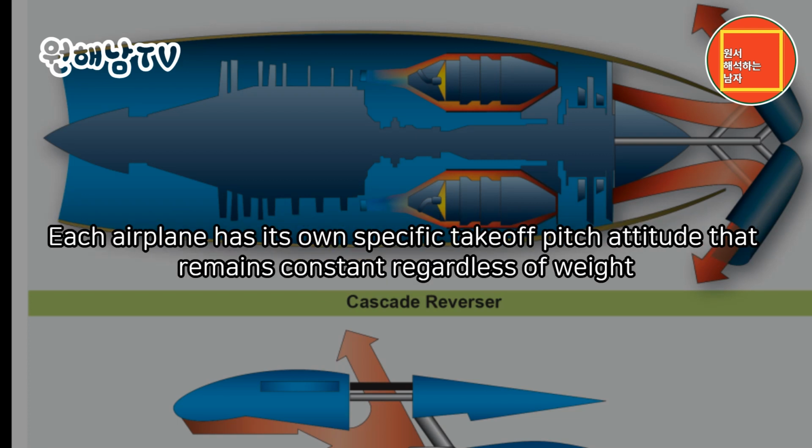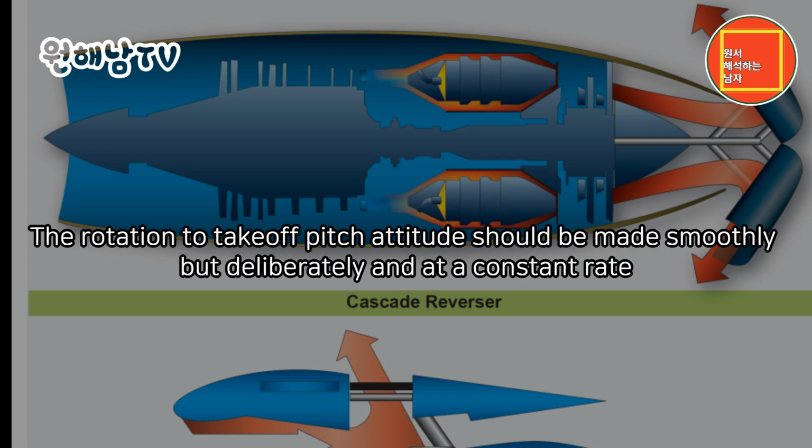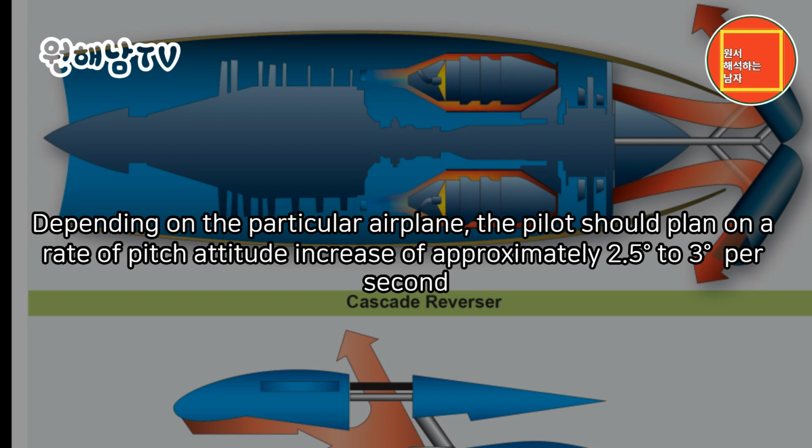Each airplane has its own specific takeoff pitch attitude that remains constant regardless of weight. The takeoff pitch attitude in a jet airplane is normally between 10 degrees and 15 degrees nose up. The rotation to takeoff pitch attitude should be made smoothly but deliberately and at a constant rate. Depending on the particular airplane, the pilot should plan on a rate of pitch attitude increase of approximately 2.5 degrees to 3 degrees per second.